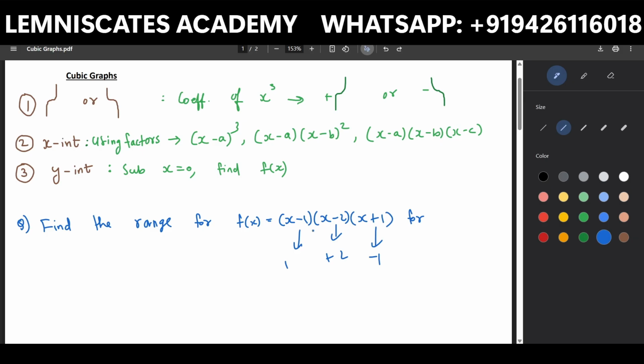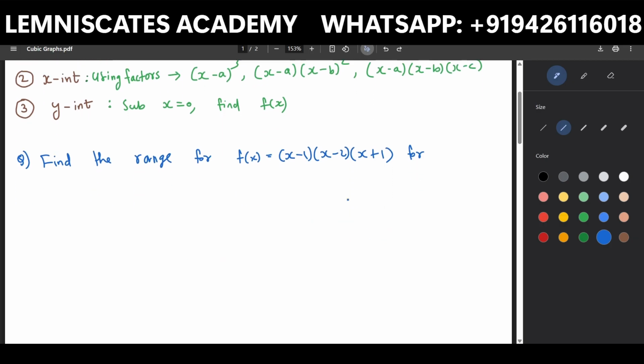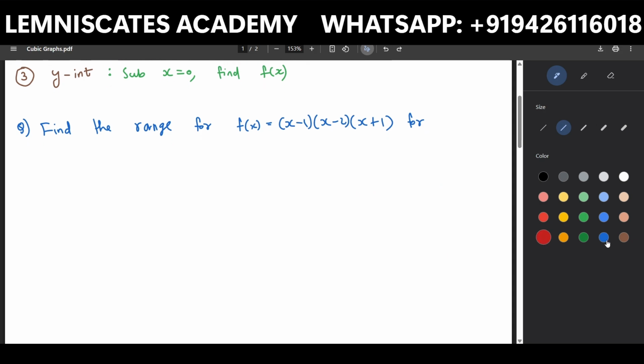And the y-intercept is basically when x is equal to 0. So if x is equal to 0, this goes to 0. You just need to multiply this with this. Minus 1 into minus 2 is plus 2. And then plus 2 into plus 1 is plus 2 only. So 2 becomes your y-intercept. So let me sketch this graph.